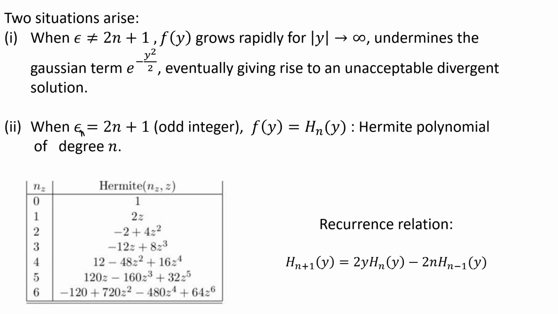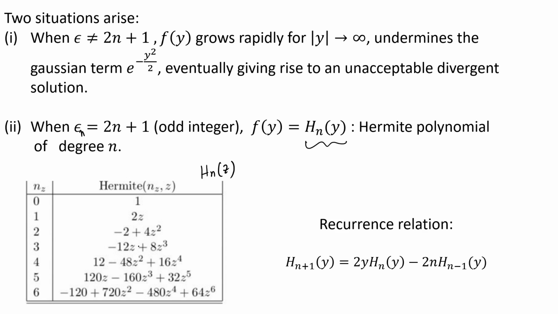And if this is true, that is when epsilon n becomes equal to 2n plus 1, an odd integer, f(y) becomes a polynomial in y, which is called a Hermite polynomial of degree n. It is a nice polynomial, and in fact, there is some physics that I want to discuss here. I have written, of course, in terms of H_n(z) and z. So, this H_n(z) is what you see here.